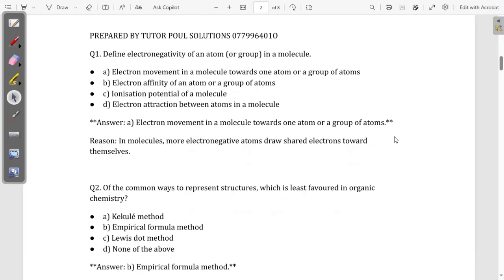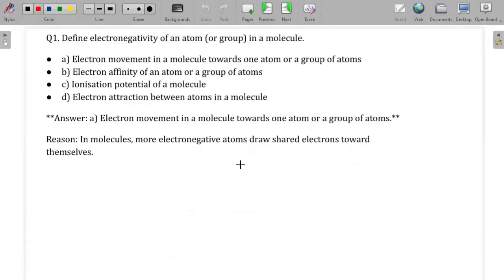So these are the questions here. There were 19 questions in that quiz, and those are the questions that we're going to go through here. So we start with question 1. Question 1, they're saying define electronegativity of an atom or group in a molecule.